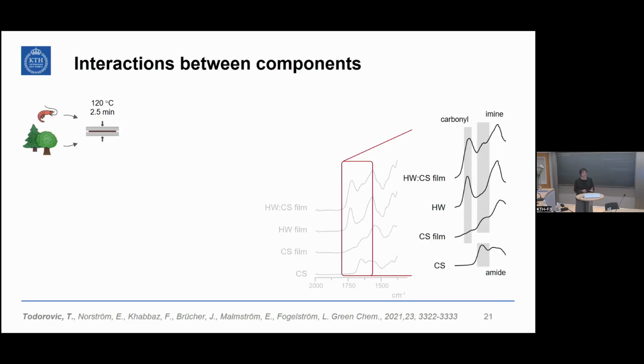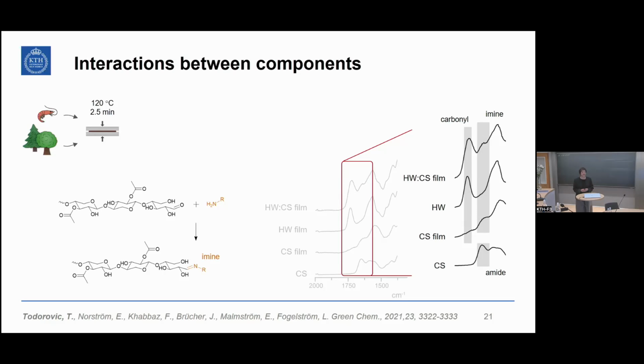If we focus on the region where we can see carbonyl peaks that correspond to carbonyl groups in hemicelluloses, we can see that these carbonyl peaks shifted when we combined it with Chitosan because of the interactions between components. But also, it has been proposed previously that imine bonds could be formed between aldehyde groups at the reducing end of hemicelluloses and amine groups in Chitosan.